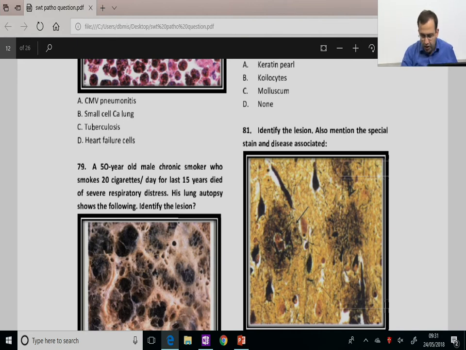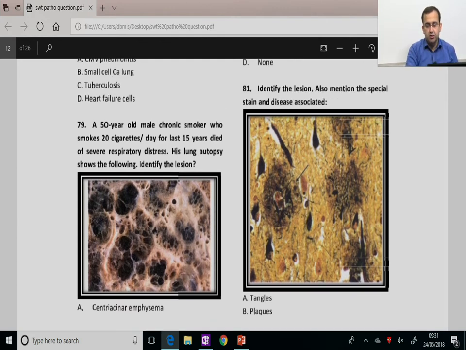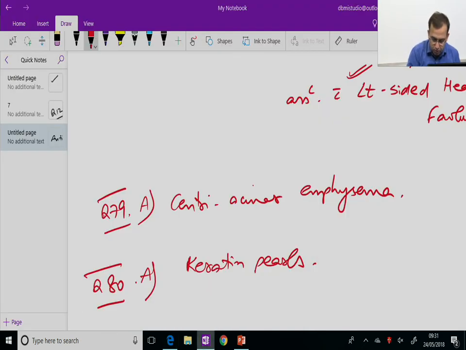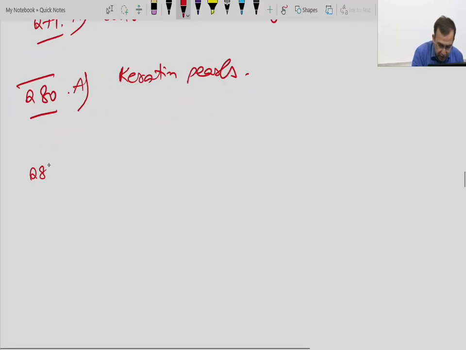Identify the lesion and the special stain. This is the classical microscopic appearance of plaques which are seen in Alzheimer's disease. Have a good look at this image. This has to be remembered. So, question 81. The answer is plaques.